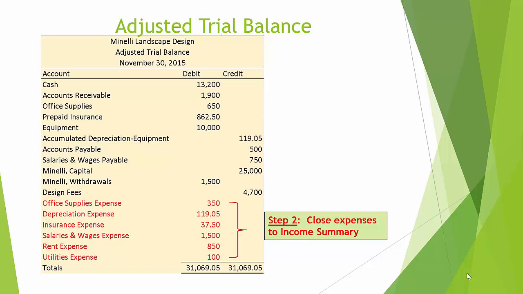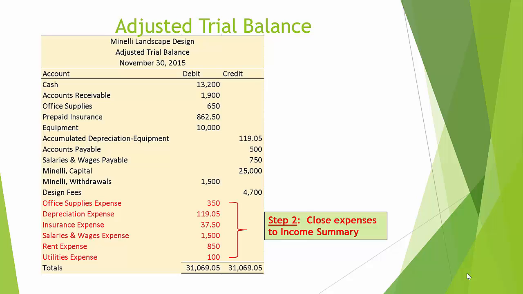Again, looking at the adjusted trial balance at the end of November, we see highlighted the balances of the expense accounts that will be closed. Office supplies has a debit balance of $350. Depreciation expense, a debit balance of $119.05. Insurance expense, a debit balance of $37.50. Salaries and wages, $1,500. Rent expense, $850. And utility expense, a debit of $100.